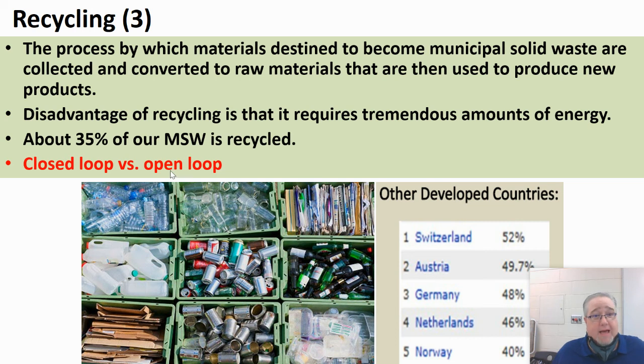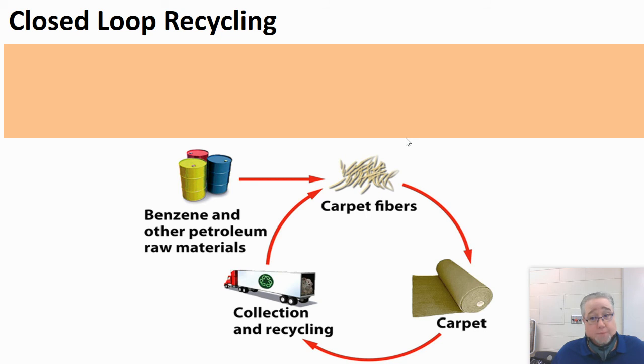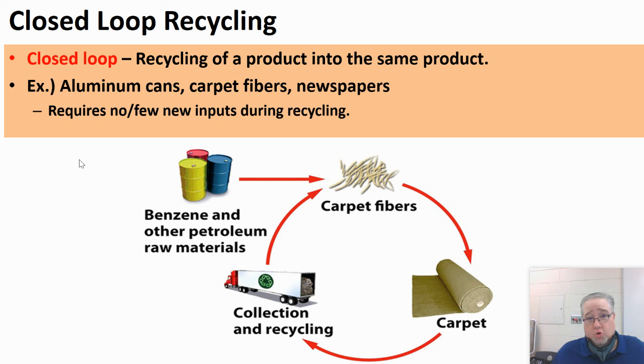Now, there are a couple different types of recycling. One of them is called closed loop recycling. The other one is called open loop recycling. So let's talk about the differences between those. First of all, closed loop recycling. A great example of it is carpeting. Okay, so let's talk about how this works.